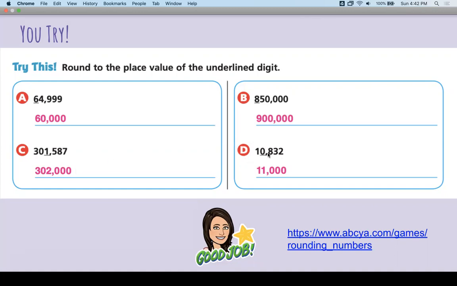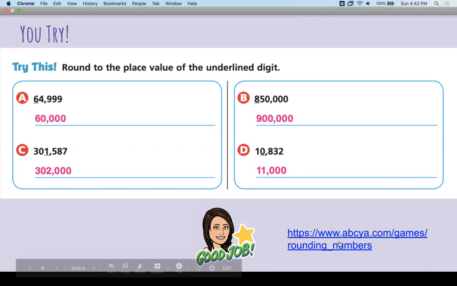And in this last one, the 0 is underlined. The 8 is going to tell it what to do. 8 is 5 and above, so we're going to give 0 a shove up to 1, and everything after becomes a 0. So 11,000 for that one. All right, so great job with that.